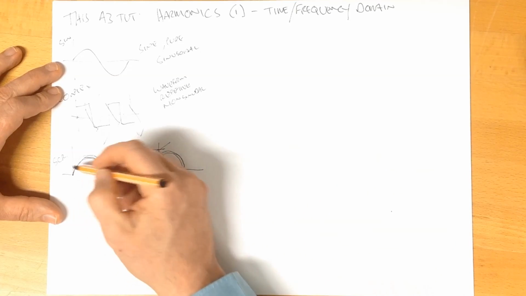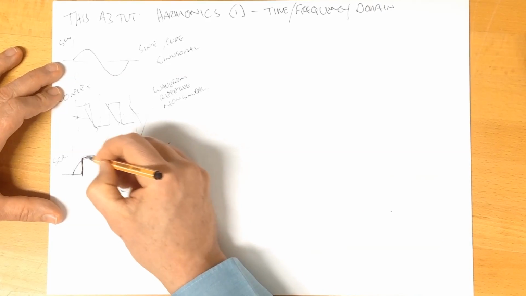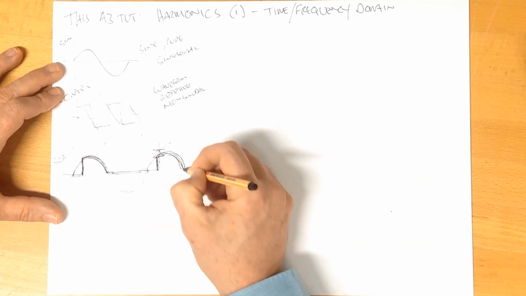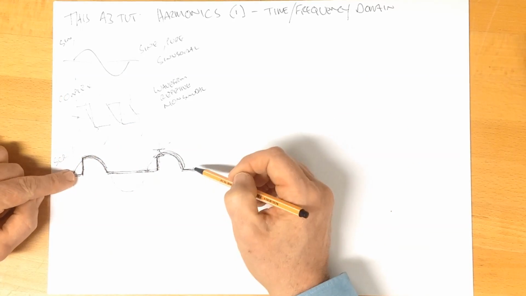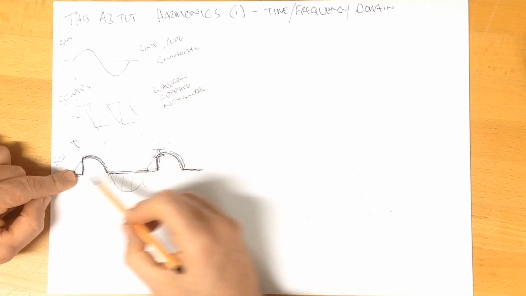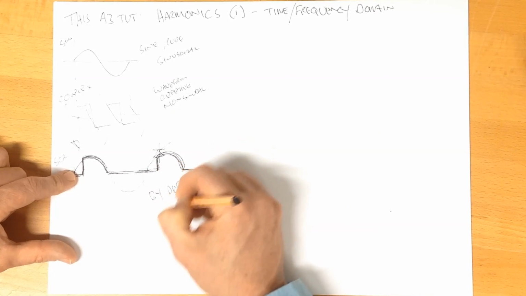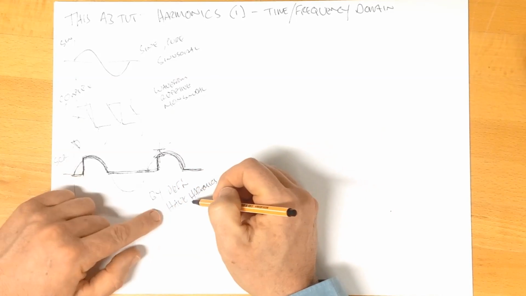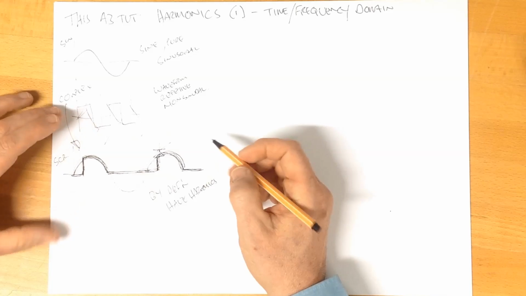But in an SCR, we can delay the turn on. So it might be like this. We might delay the turn on in time to here. So our resultant waveform looks like this. Now, this is a complex wave, okay? It's repetitive, it's not a sinusoid. It will, by definition, have harmonics. And harmonics are frequencies that are the multiple of our fundamental sine wave frequency.